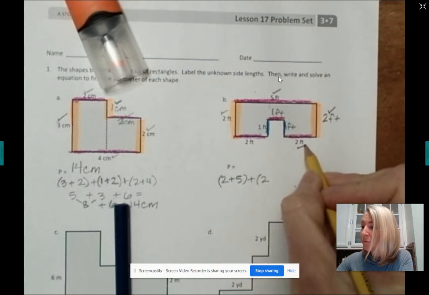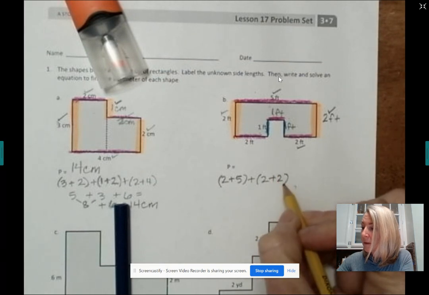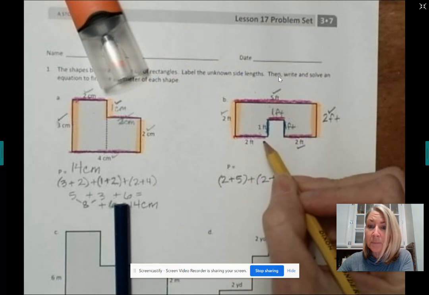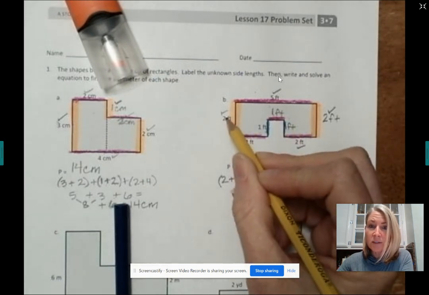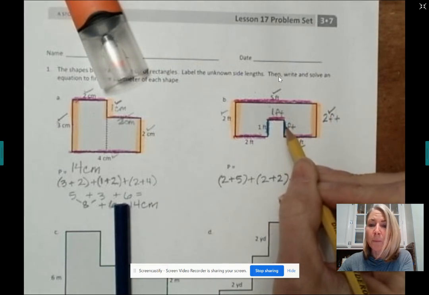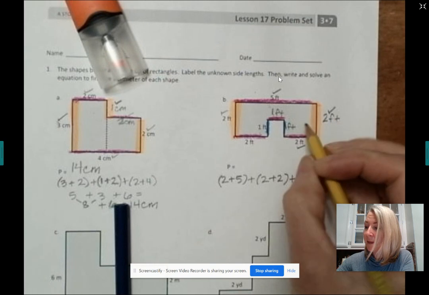I have a 2. Plus, now I am working all the way around. Don't jump around. If you jump around, you're going to skip one. Okay, so I had started here and I'm building around. I'm just following the perimeter. Follow the perimeter. Think of it like the yellow brick road.